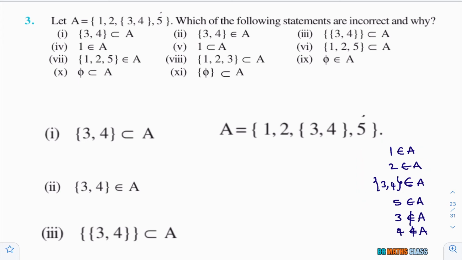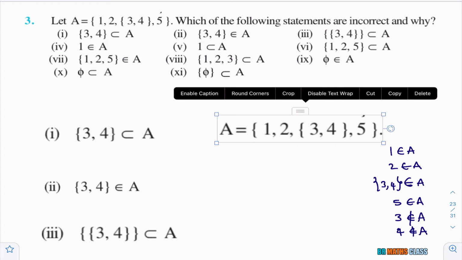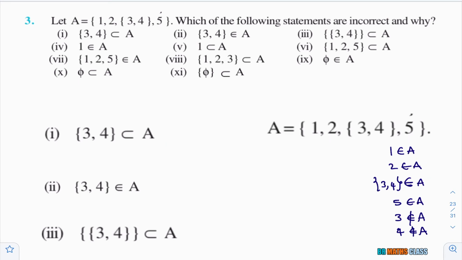Many students get confused that 3 is there in set A. But actually 3 is not in set A. 4 is also not in set A. But actually what is present here? The set 3 comma 4 is present in set A. So first you understand what is present in set A. Now what they are asking: which of the following statements are incorrect, and why.